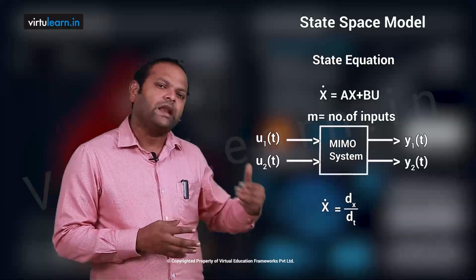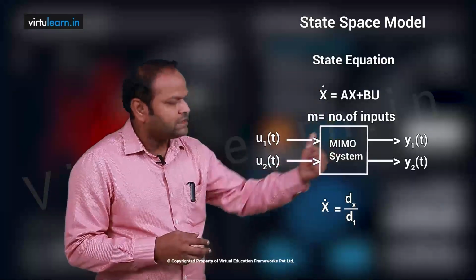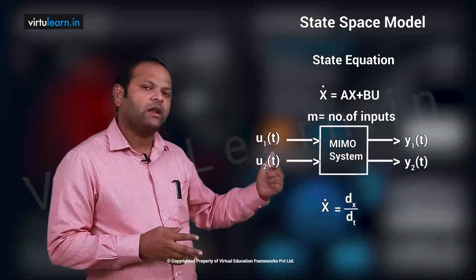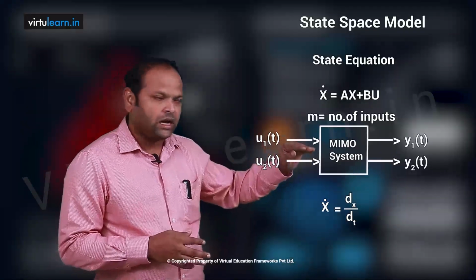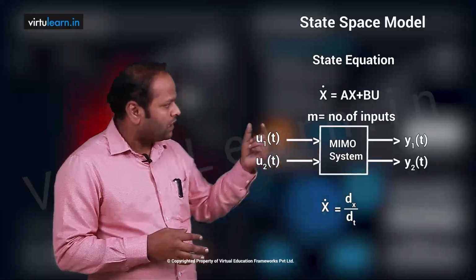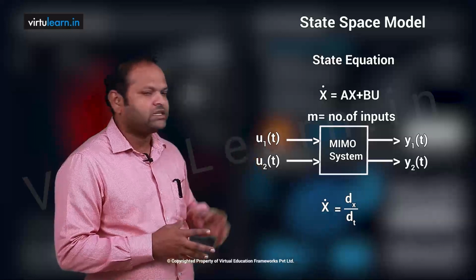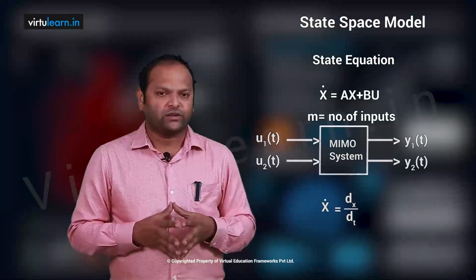I can have any number of inputs. For example, the number of inputs is m. So u is m cross 1. Then what is the B matrix? N cross m. So n cross m is the B matrix, and m cross 1 is u, and x is n cross 1, A is n cross n, and x dot is n cross 1. So this is nothing but my state equation.